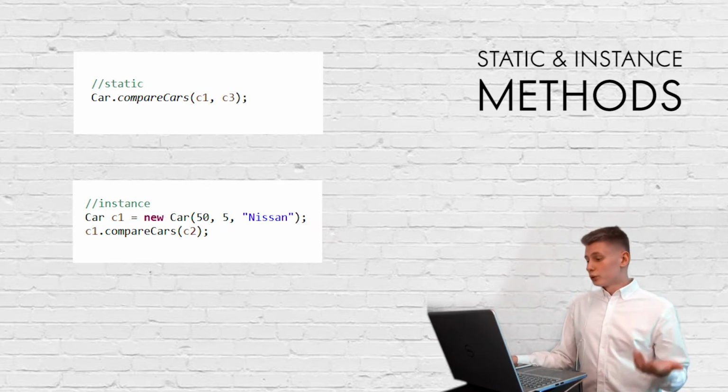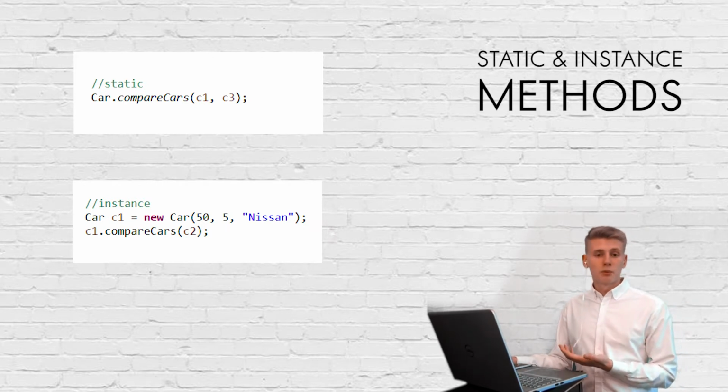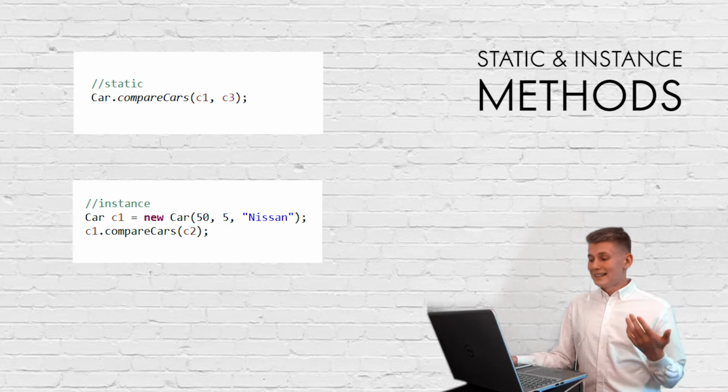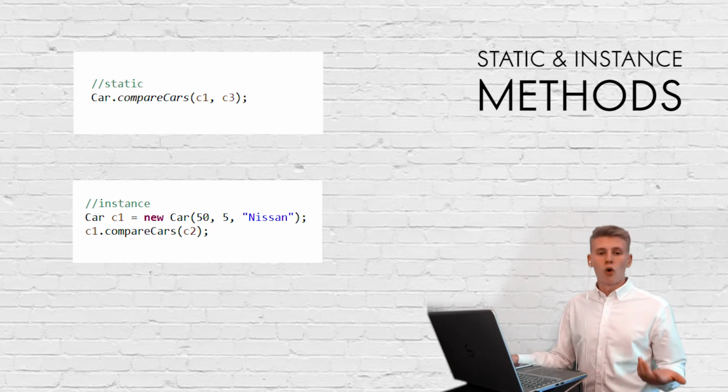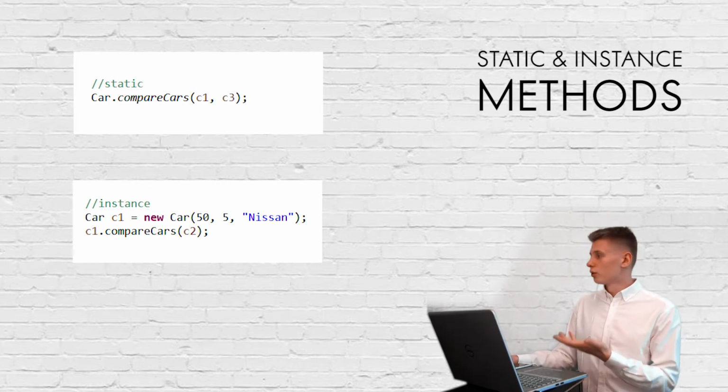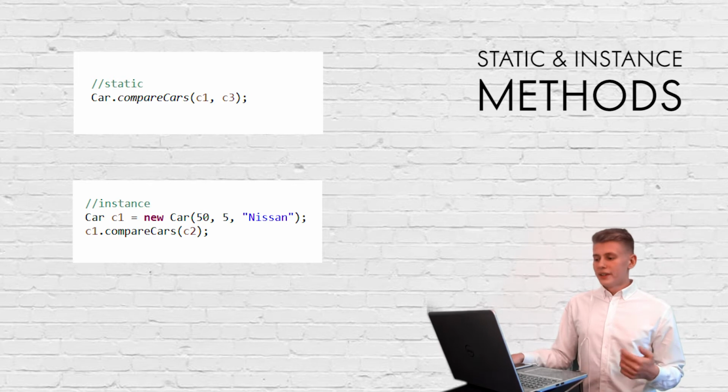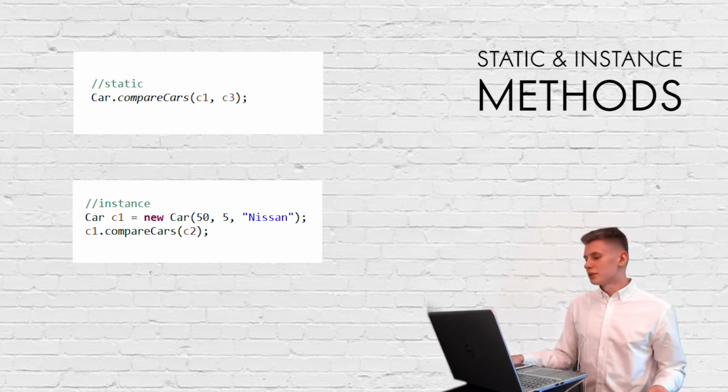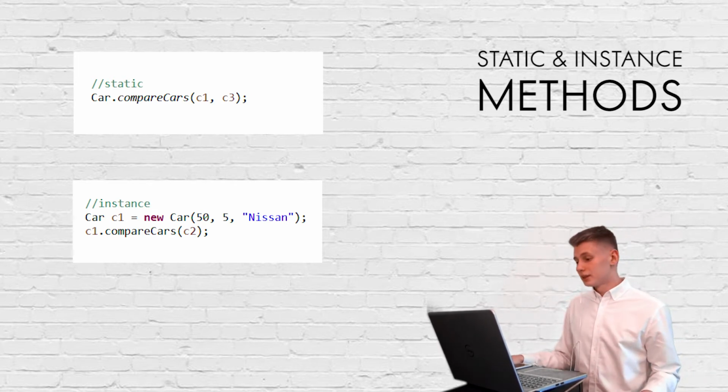Static methods are invoked using the class name. Here we can see an example of that. And instance methods, by contrast, are invoked by using the name of the instance or an object of the class. Here we can see also an example of that. In this example, we can really see the difference between the static and non-static methods.